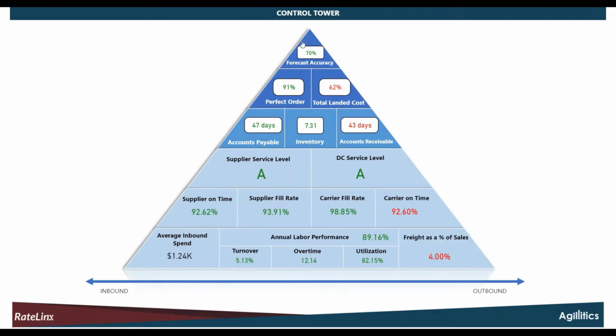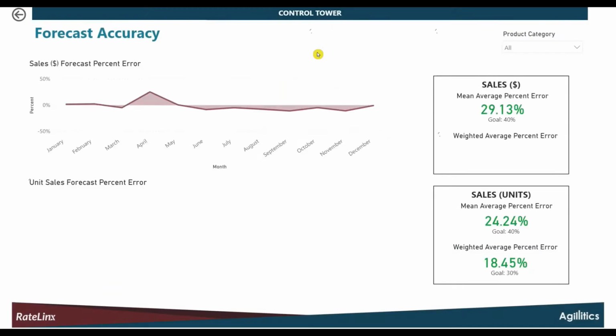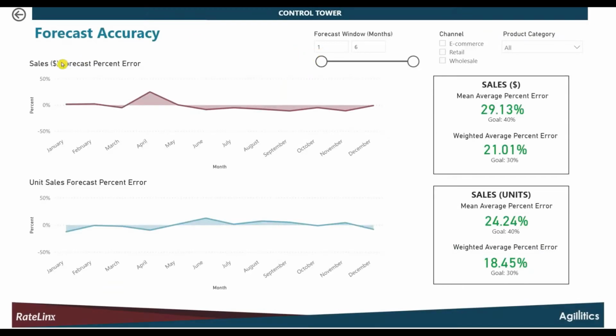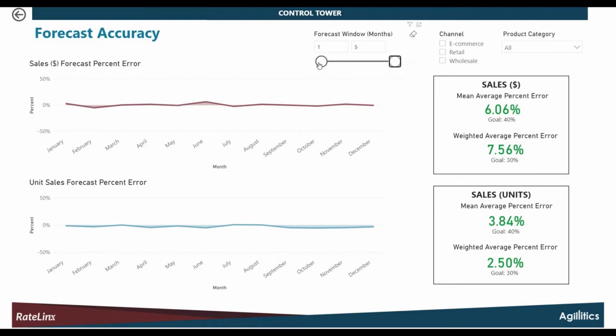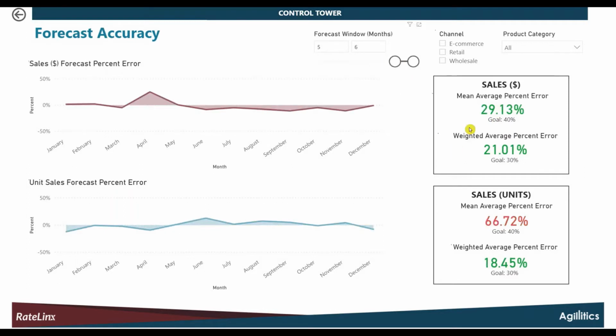The top of the pyramid has the cumulative performance KPIs and includes forecast accuracy, perfect order, and total landed cost. The 70% card on the forecast accuracy shows the general accuracy of a client's forecast. The relevant dashboard evaluates the strength of the client's forecast in both dollars and units. Relevant statistics, like MAPE and WAPE, are included and change as you manipulate the window of the forecast. Logically, forecasts that are 1 month out should have much less error than those 5 to 6 months out.